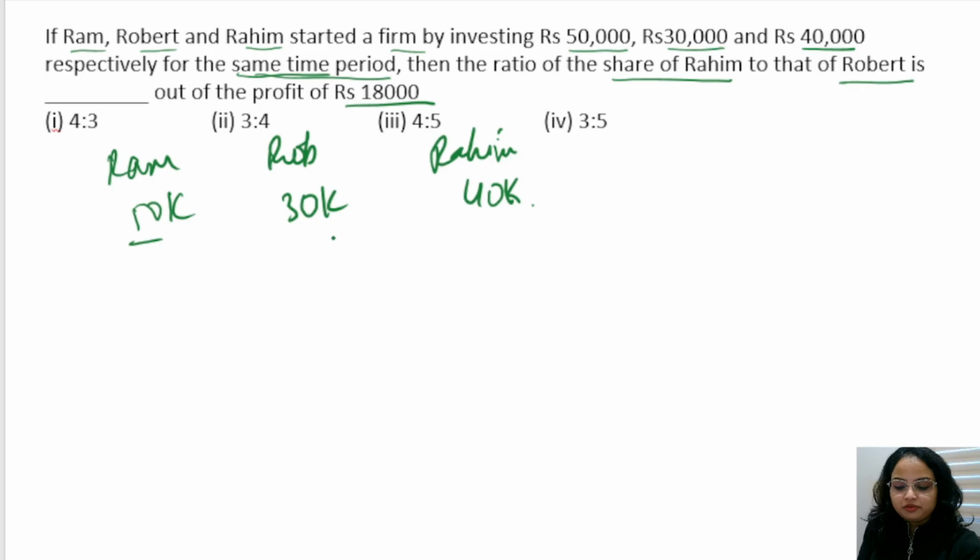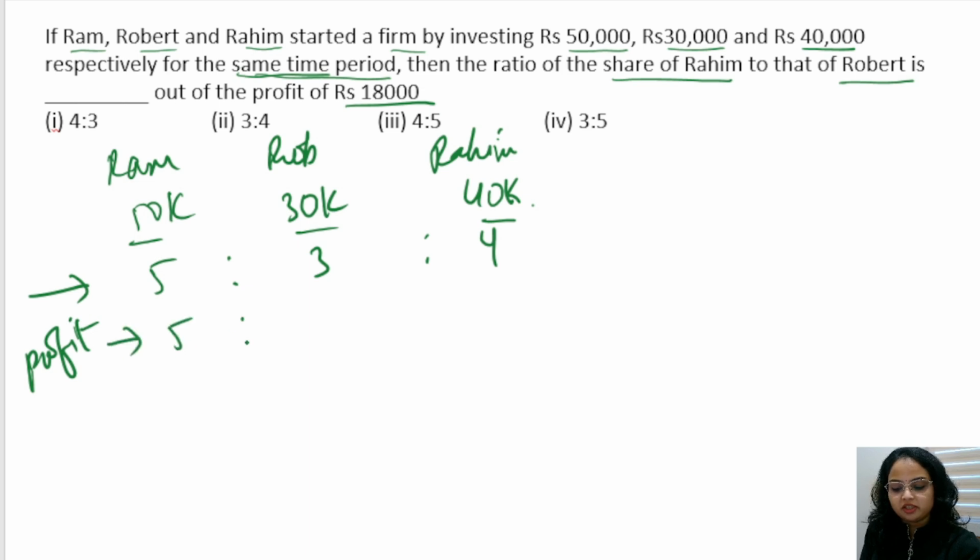They invested 50,000, 30,000 and 40,000. So the investments are 50, 30 and 40, and the ratio of their investments will be 5:3:4. So the ratio of their profit will also be the same, 5:3:4. Okay, and what is told?